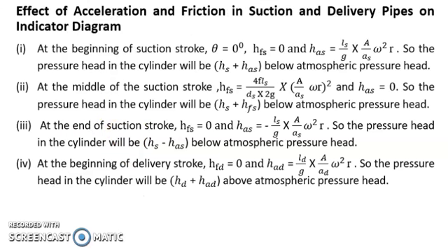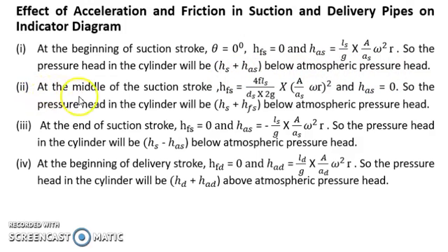Now let's discuss the effect of acceleration and friction in suction and delivery pipes on indicator diagram. We know that at the beginning of the suction stroke, theta is equal to 0 degree. So the value of HFS is equal to 0 and the value of HAS is equal to LS upon g multiplied by A upon AS into omega square R. So the pressure head in the cylinder will be HS plus HAS below atmospheric pressure head.